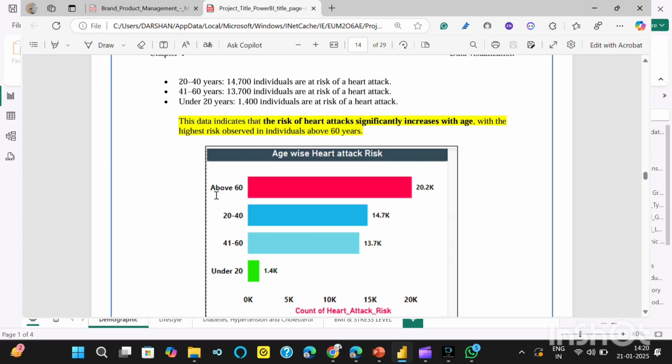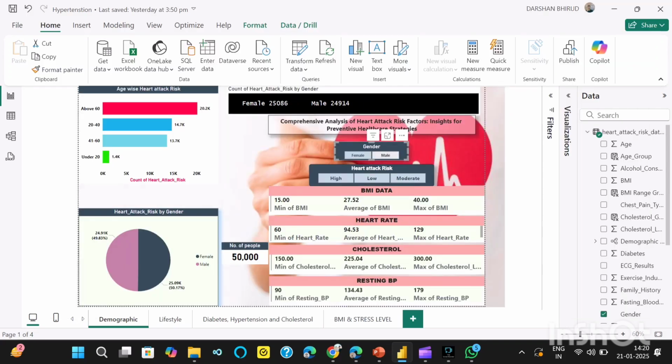The data set also states that the age above 60 has a higher risk compared to 20 to 40, 41 to 60, and under 20. As we can see, individuals under 20 have the lowest count of heart attack risk, followed by 41 to 60, then 20 to 40, and then above 60.